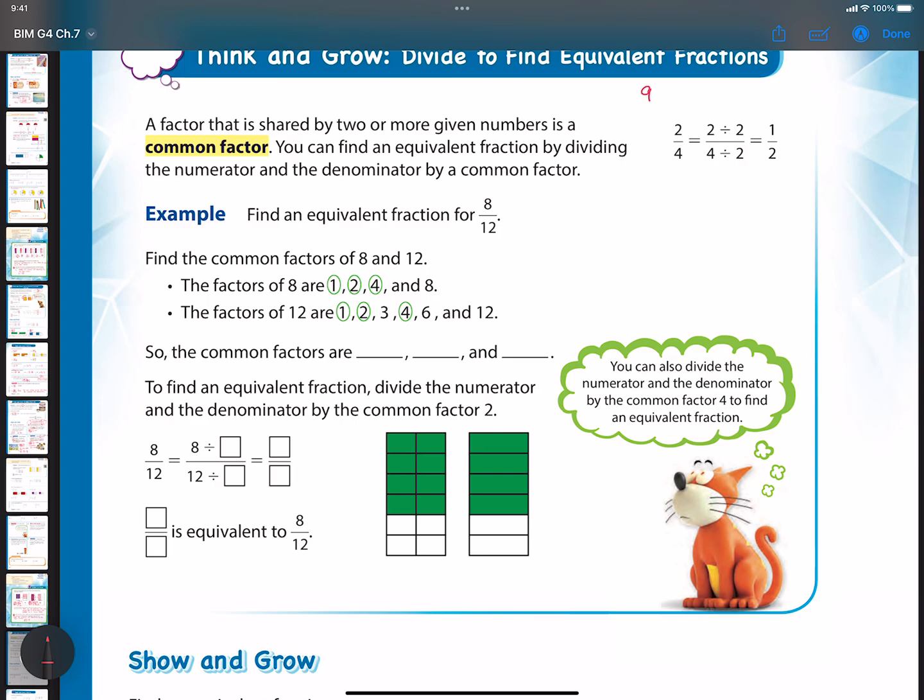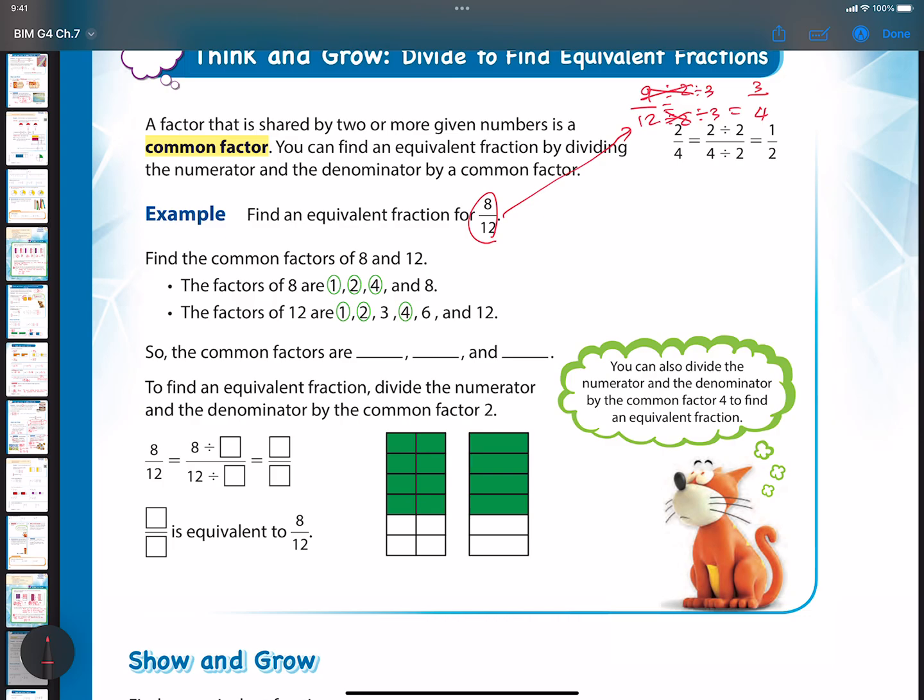So for example, 9 over 12. Since 12 is an even number, I can divide by 2. But 9 is not divisible by 2, right? So they are not common factors. However, we can find the common factor, which is what? 3. So you can divide 12 by 3, which is 4. And 9 divided by 3 is what? 3. That's 3 over 4.